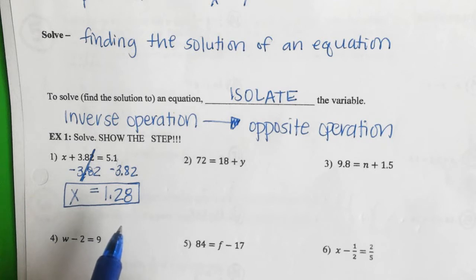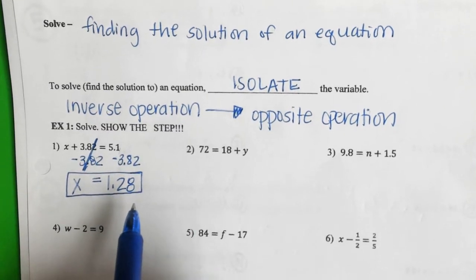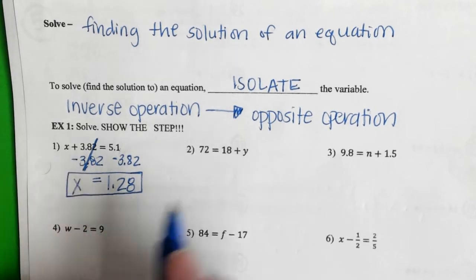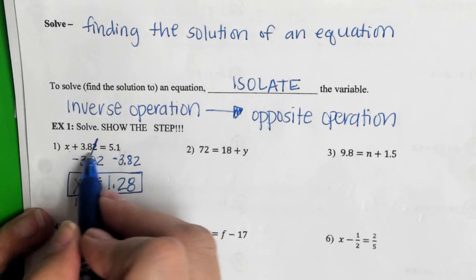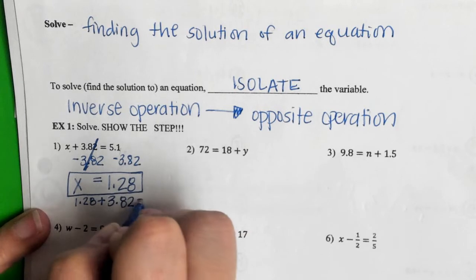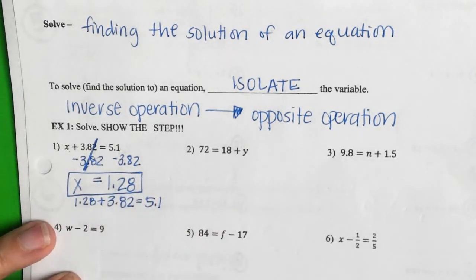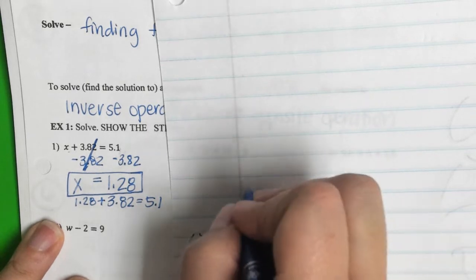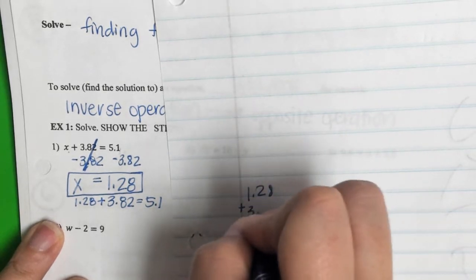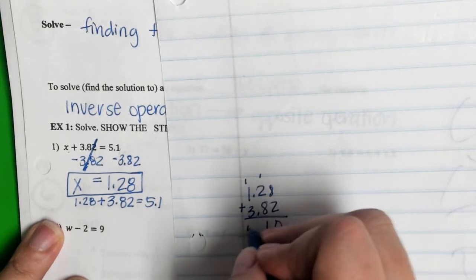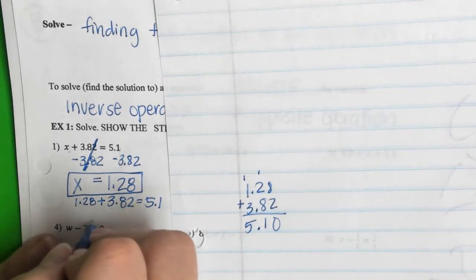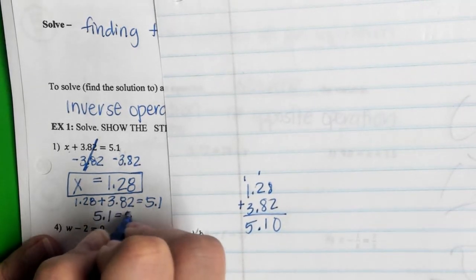Okay? Now, the next thing we're going to do is check this. And yes, you have to check every problem. So I'm going to go back to our days of expressions, and I'm going to plug this value in for x. If I see x up here, I'm going to put 1.28 plus 3.82 is equal to 5.1. Now, if I have scratch paper, I can come over here and say 1.28 plus 3.82. This becomes 10, 11, 5. Is it equal? Yes. So 5 and 1/10 is the same as 5 and 1/10.